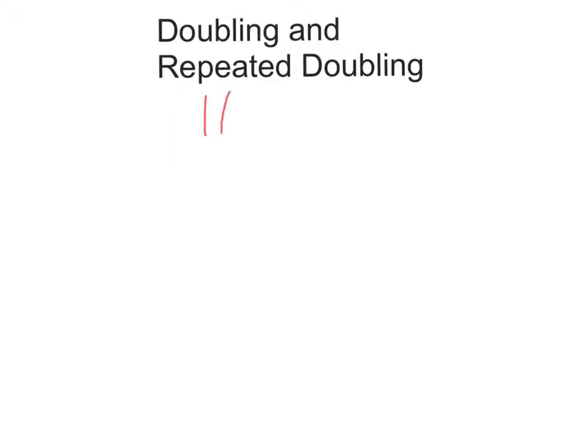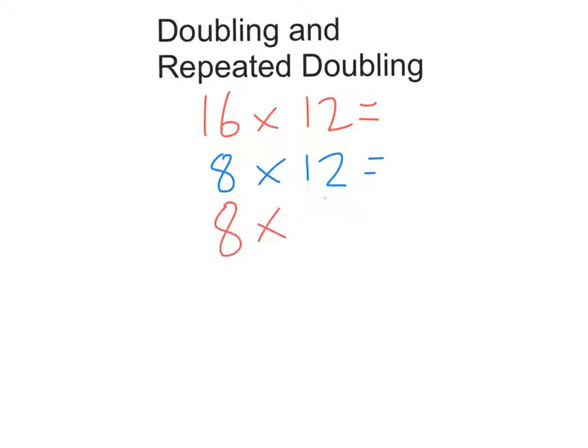So let's do this one. 16 times 12. Well, I'm going to cut the 16 in half and get 8 times 12. I don't know what that is. So I'm going to cut another of those factors in half. 8 times, I'm going to cut 12 in half, 6. I'm not sure what that is yet, so I'm going to cut another one in half.